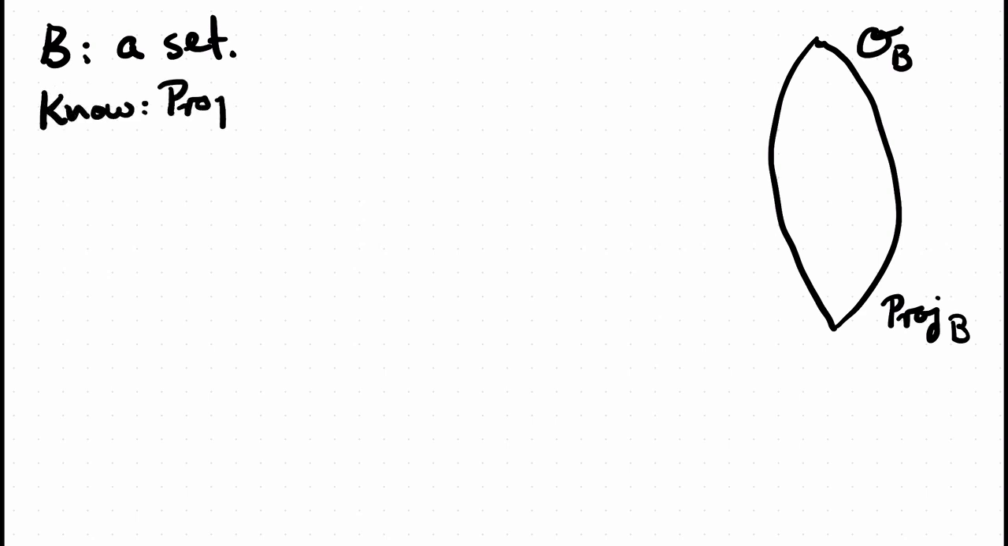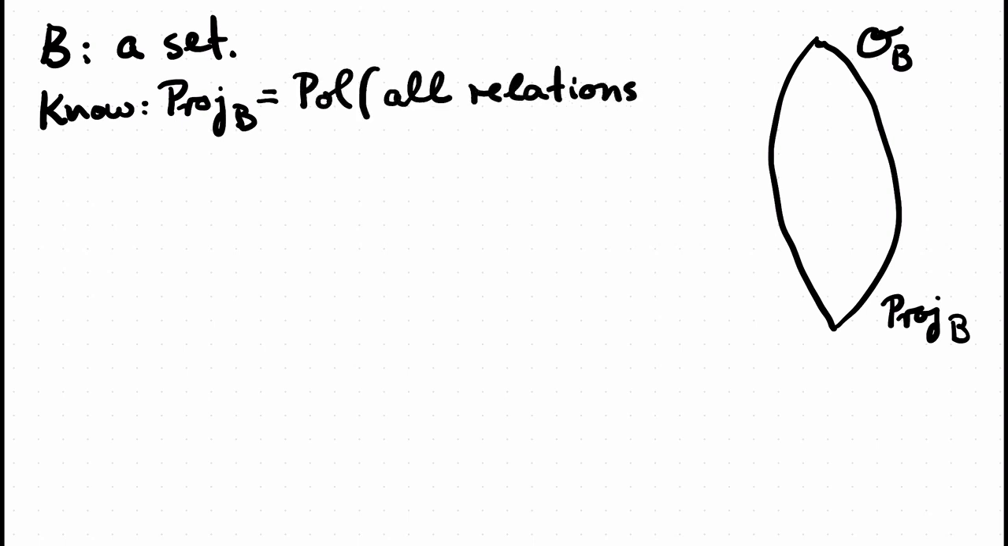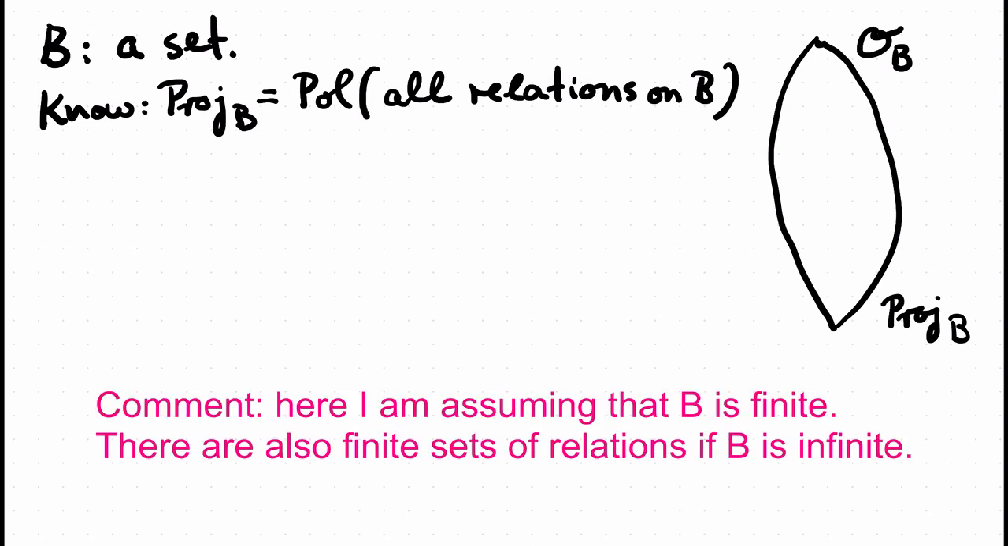The clone of projections can also be described as a polymorphism clone. It is the set of all polymorphisms of the set of all relations over the set B. These are infinitely many relations. However, there is also a finite set of relations that has this property, and I will show you one such finite set of relations for which this is particularly easy to see.